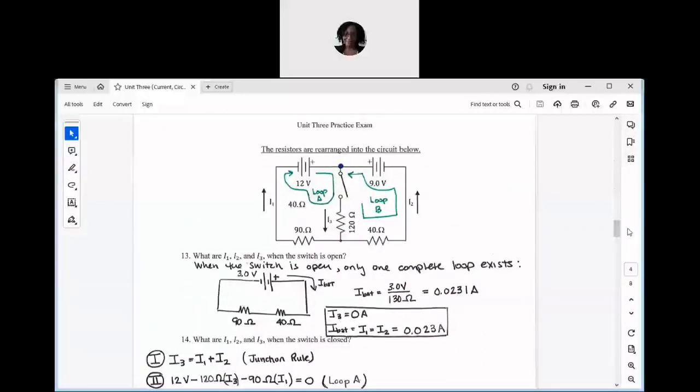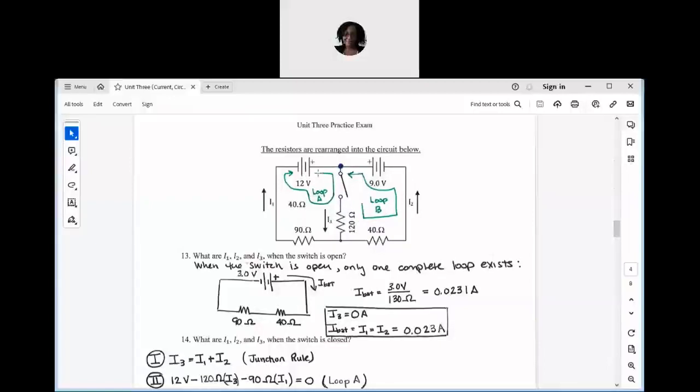Now for unit 3, for this new circuit, these are the same elements. I have a 90 ohm, a 40 ohm, a 120 ohm resistor. I have the original 9 volt battery, and now there's a new 12 volt battery, and I have a switch. So please ignore this 40 ohm resistor label. That's just something I forgot to move out of the way when I was creating this image.